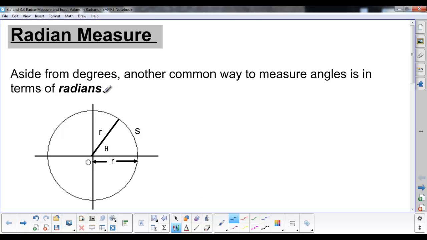So radians is just another way to measure angles. So just like you have centimeters and inches, two different ways to measure length, there's two different ways to measure angles. So radians is the second way to do it.